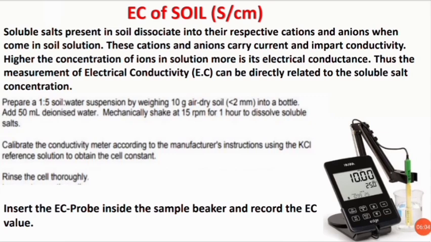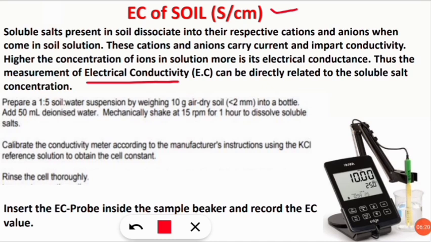So the next analysis part is the EC of soil. So what is this EC? EC is the electrical conductivity of soil. We should know that the unit of electrical conductivity is Siemens per centimeter or microSiemens per centimeter, you can check.